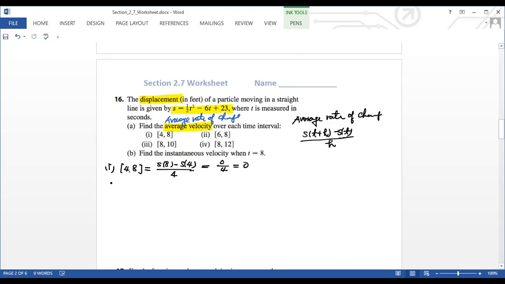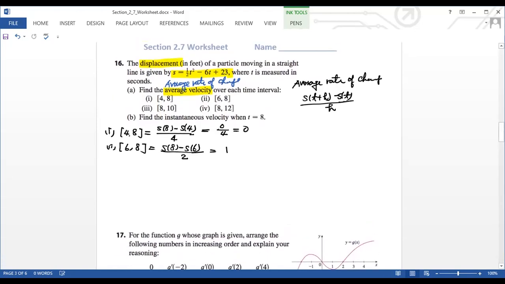Okay, so the same way, you can do the 6, 8. What does that mean? So you plug in S of 8, right? And minus S of 6. Now, how many seconds in between? 2. So you plug back in there and you will find your answer is 1. So, for the remaining 3 and 4, it's just very routine. It's like an algebra type of work. You plug the values into your function, right?